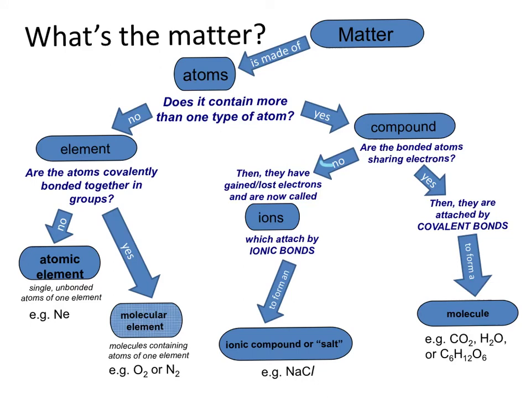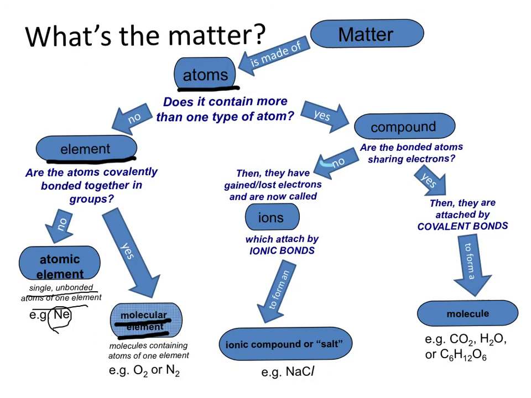To conclude, what's the matter? Well, matter is always made of atoms. If that matter contains just one type of atom, then it's called an element. If the atoms inside that element are covalently bonded together, then it's known as a molecular element. That is, molecules containing just one element, like O2 or N2. If the atoms are not bonded together because they're already stable, then they form an atomic element, such as this neon atom, which has no need to bond to anything since it's a noble gas.